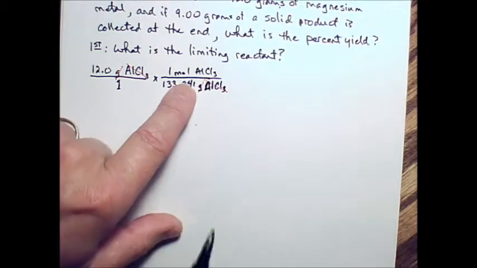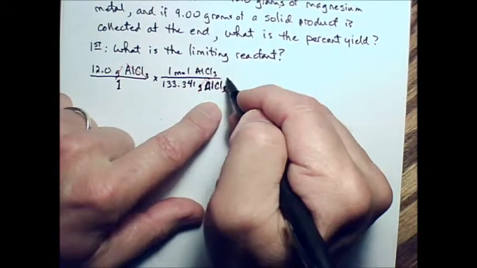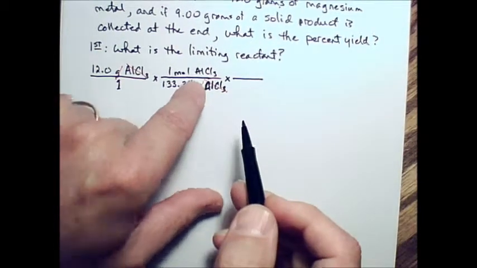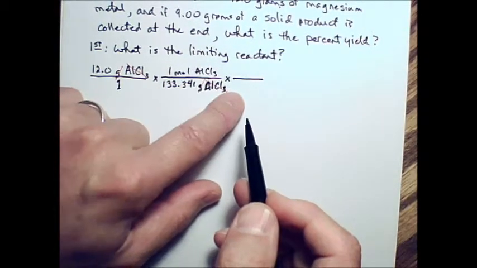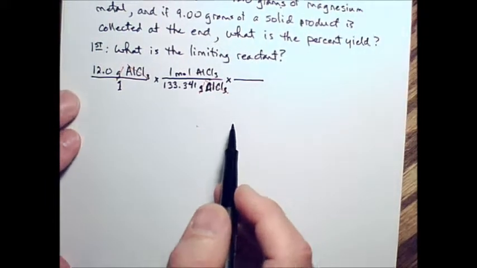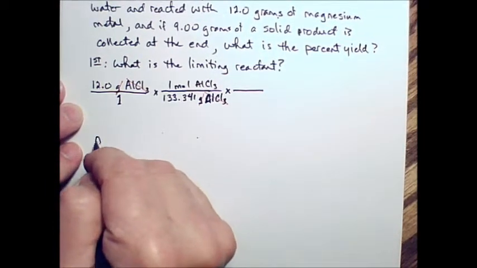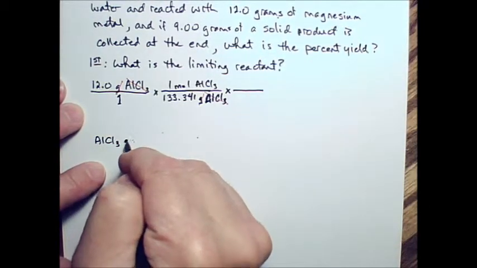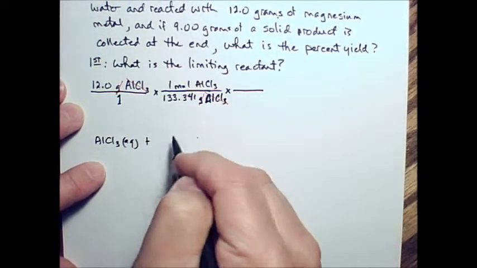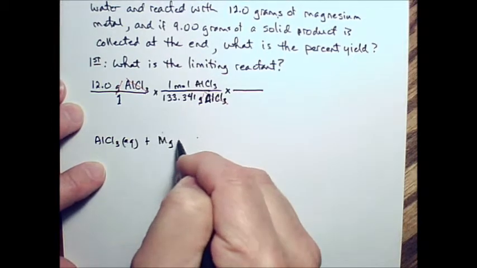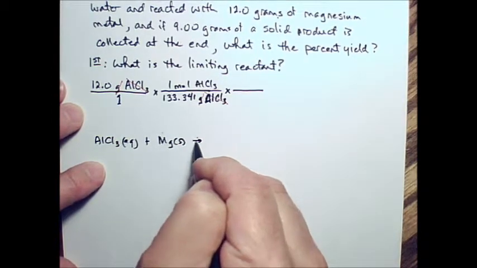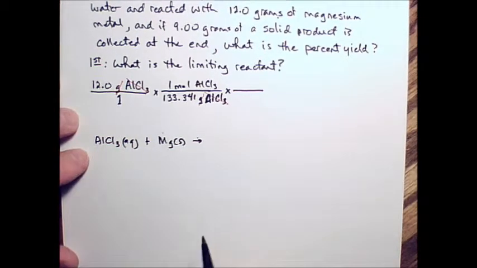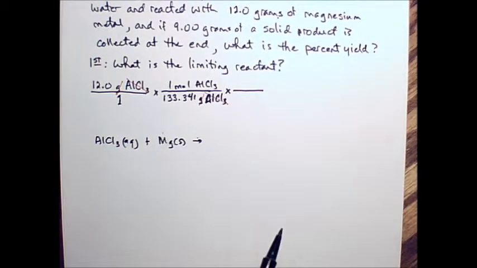Now that I have moles of aluminum chloride, I can do a molar ratio to go from one reactant to the other. For the molar ratio, I have to have a balanced equation. We are reacting aluminum chloride, which we said is dissolved in water, so that's aqueous, with magnesium, which is a metal, so it's a solid. Only mercury is a liquid metal. Well, there's actually another one, but we don't deal with it enough to talk about it very much.